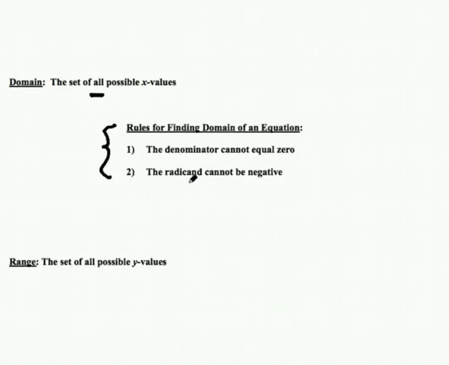When I'm talking about radicand, I'm talking about what's in the square root, okay? What's in here. I can't have a negative because I know that gives me an imaginary number. It gives me that i. So again, we're trying to make the denominator not equal 0 because we don't want it to be undefined, and we don't want negative radicands because we don't want imaginary numbers. Those are our two rules for finding domain of an equation.